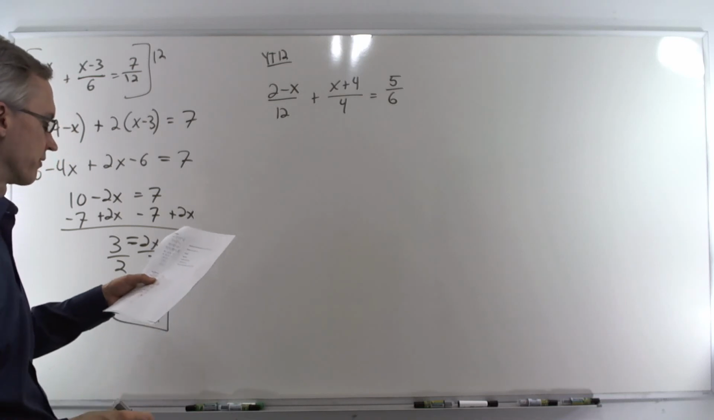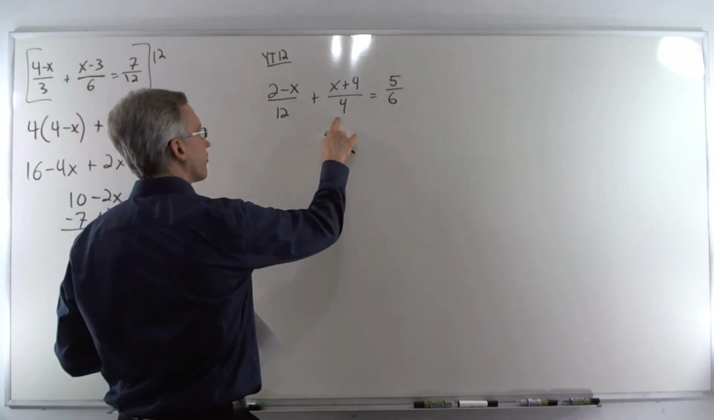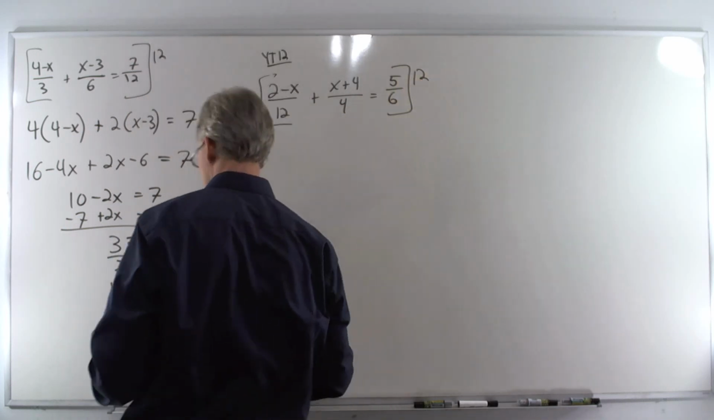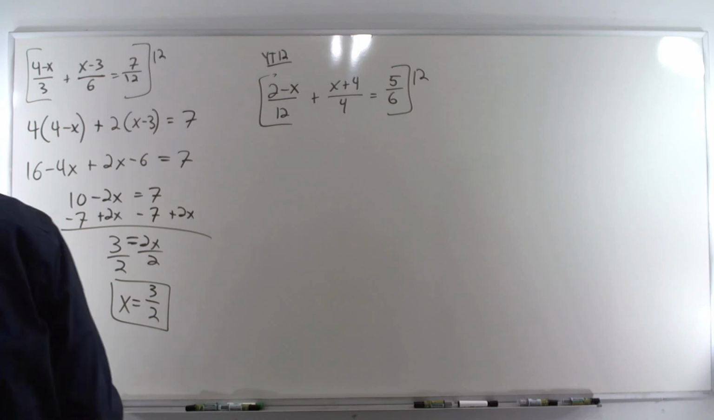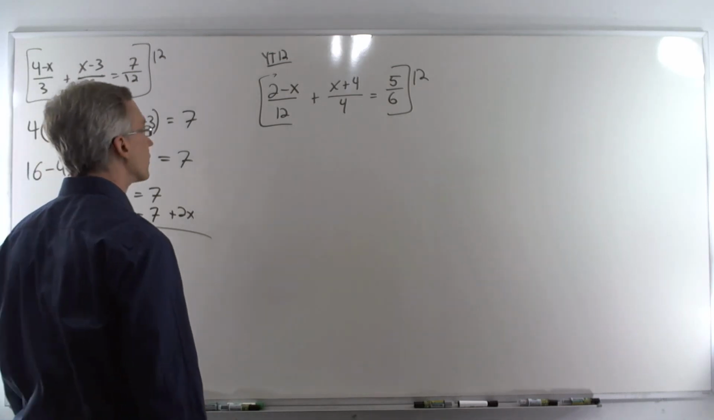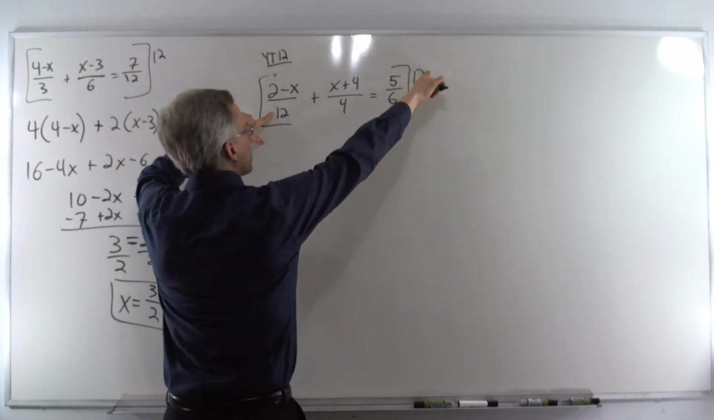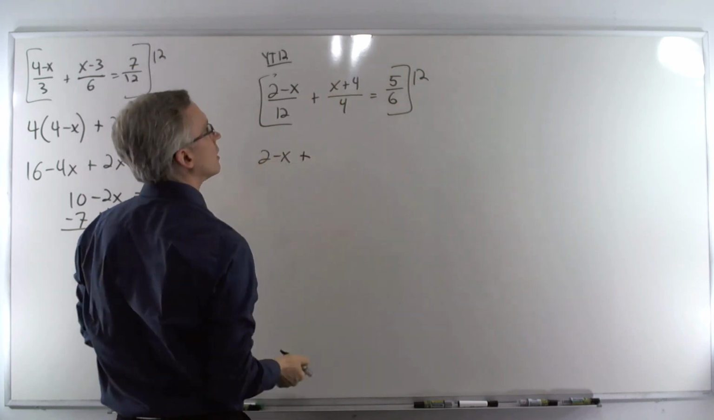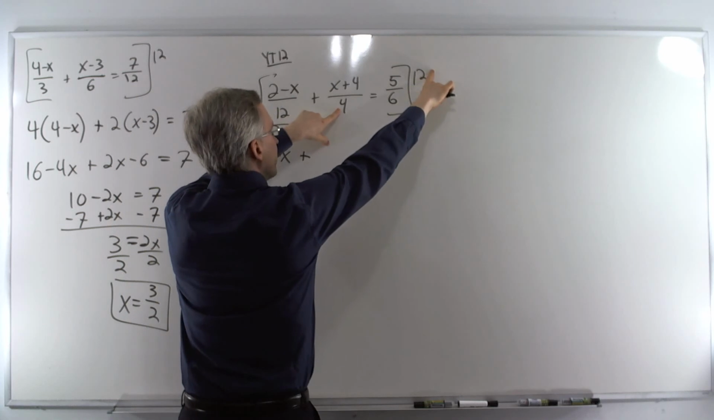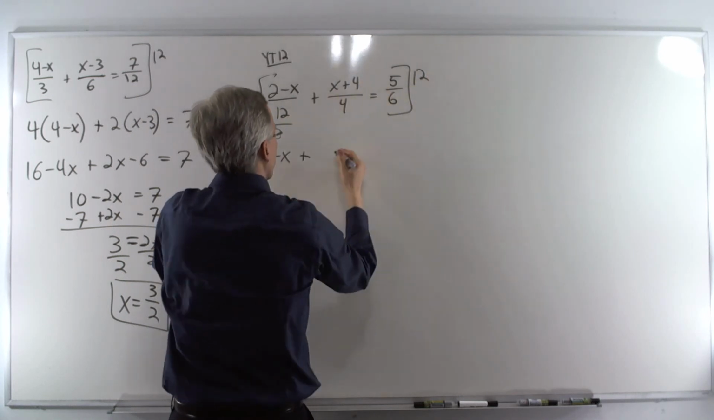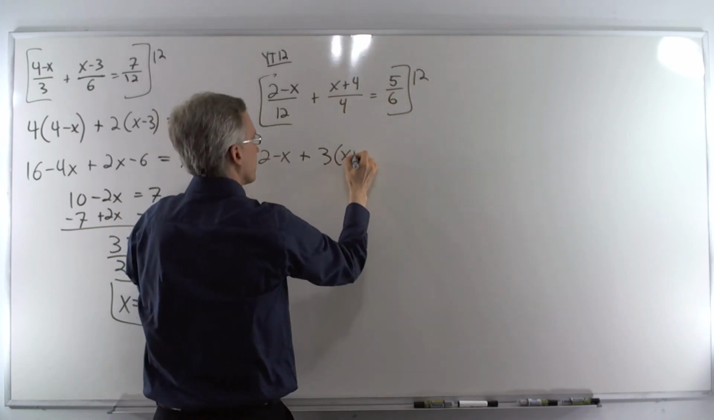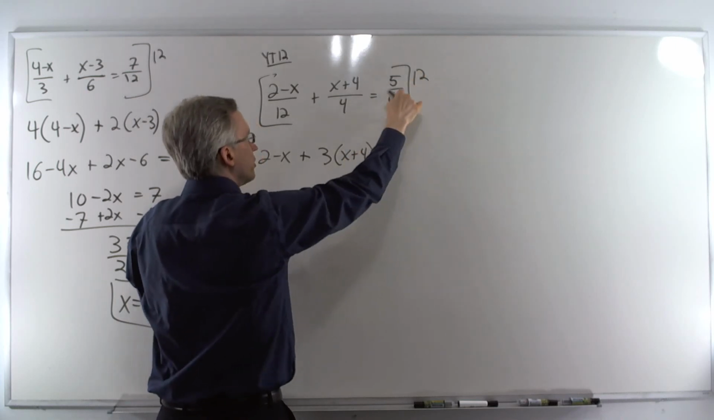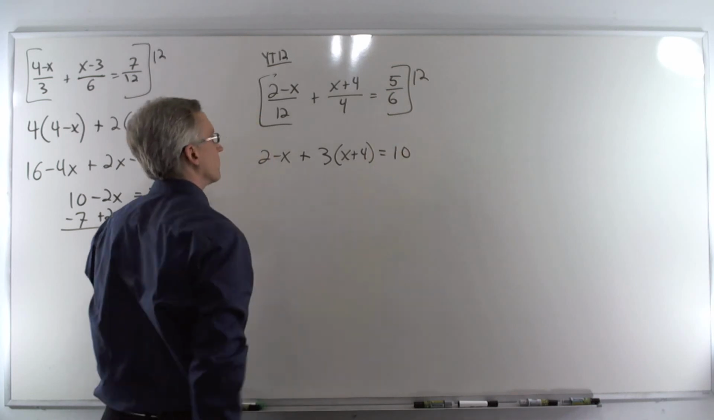All right, least common multiple of the denominators, 12, 4, and 6, that is 12. So we're going to multiply the entire equation by 12. Now here, the 12's cancel, leaving just 2 minus x. Here we got 12 divided by 4 is 3, so we'll multiply the numerator by 3. 3 times (x plus 4) equals 12 divided by 6 is 2, times 5 is 10.